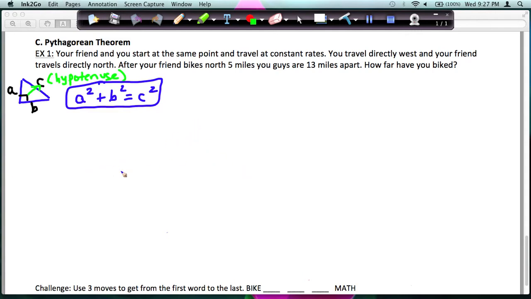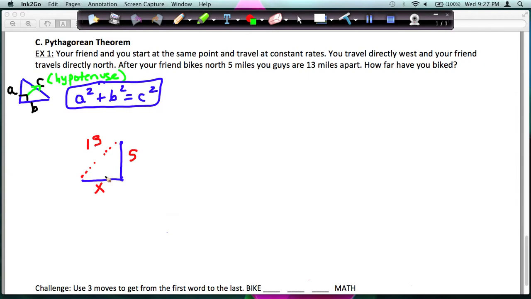Before I even try to solve this, I'm going to draw a picture. Here's our starting point, and you travel directly west, so let's make this as straight of a line as I can. And your friend travels directly north, so we're not talking about northeast or northwest, just directly north. Then we're told that your friend biked north 5 miles, and after that time you're 13 miles apart. And this is what you want to know, what is your distance.